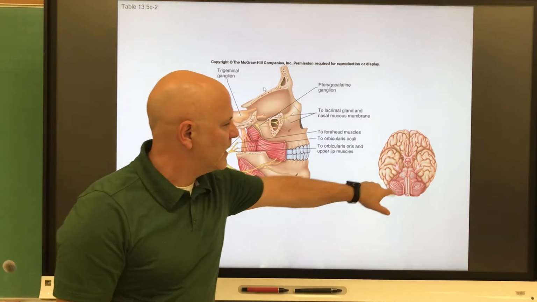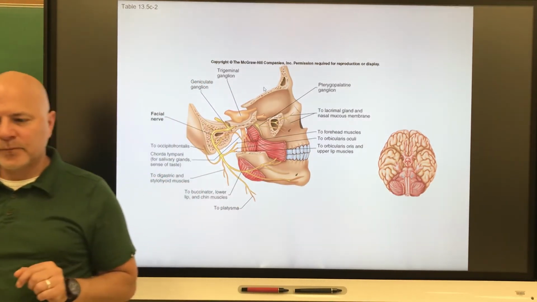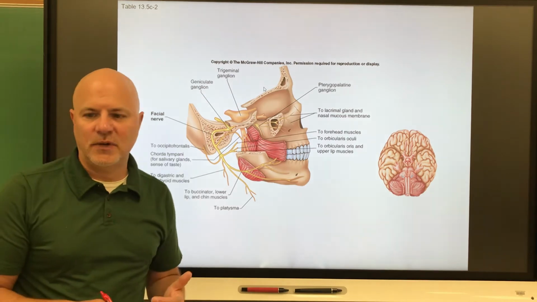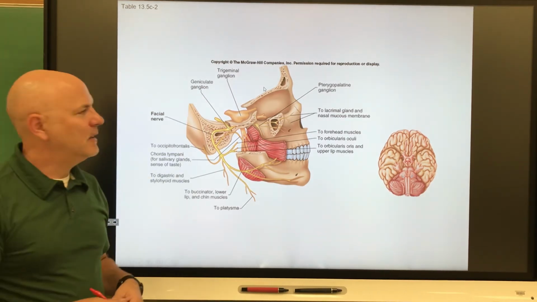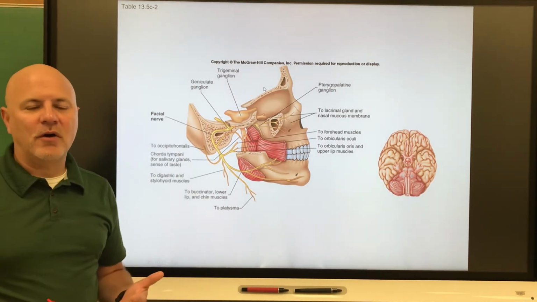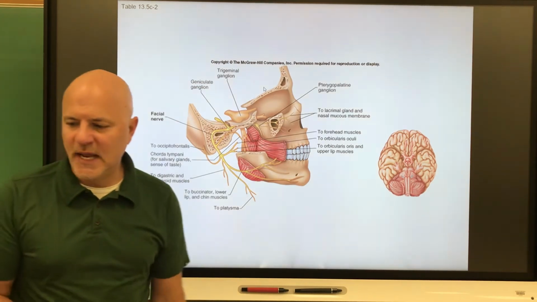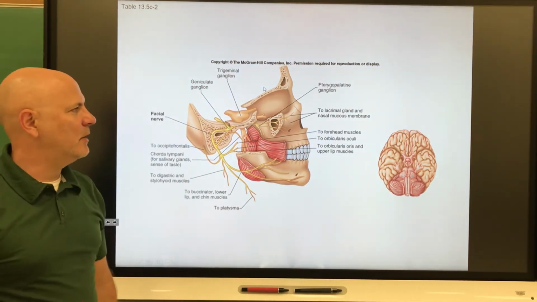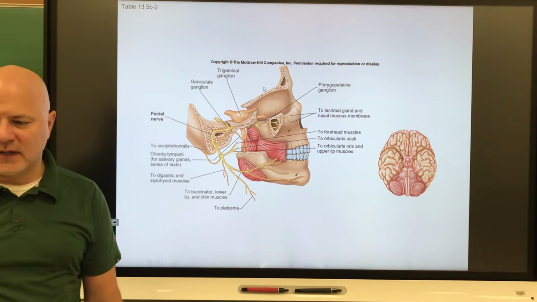So you can see where it is over here. There it is over there. So the facial is sensory for taste. It also is motor for facial expressions. That's where it gets its name. It also goes to our tear and salivary glands.